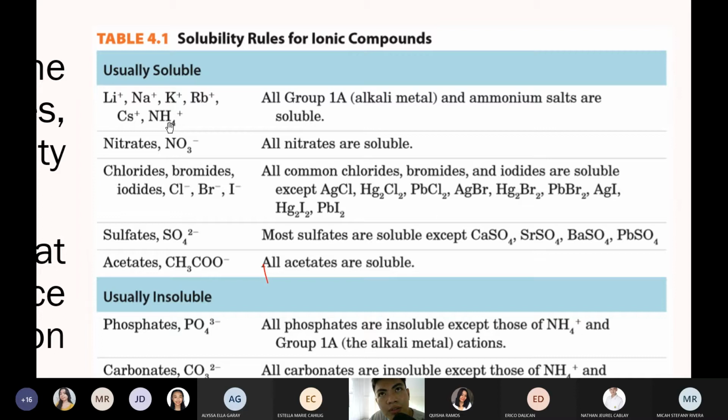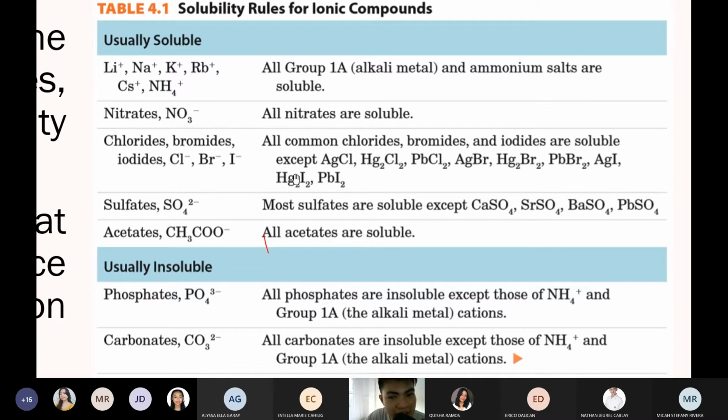Kunwari, may nakita kang ionic compound. Ang cation ay sodium. Ibig sabihin, soluble agad yan. Kasi yun yung sabi dito sa rule. Basahin natin, nitrates. Ano meron sa nitrate as our anion? All nitrates are soluble. So regardless of your cation, whether that's iron 2, iron 3, cobalt 1, cobalt 2, copper 1, copper 2, as long as the anion is nitrate, they are always soluble. Again, if hindi kaya i-memorize, that's fine with me. You can just print out the picture naman. You can always refer to this.